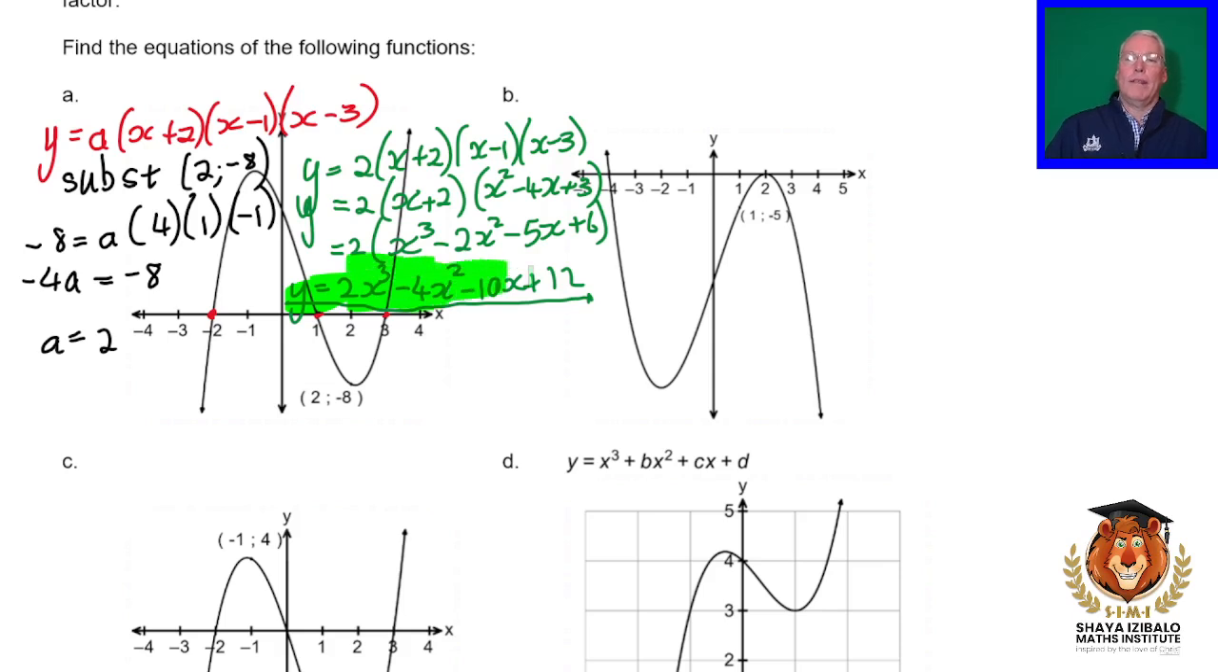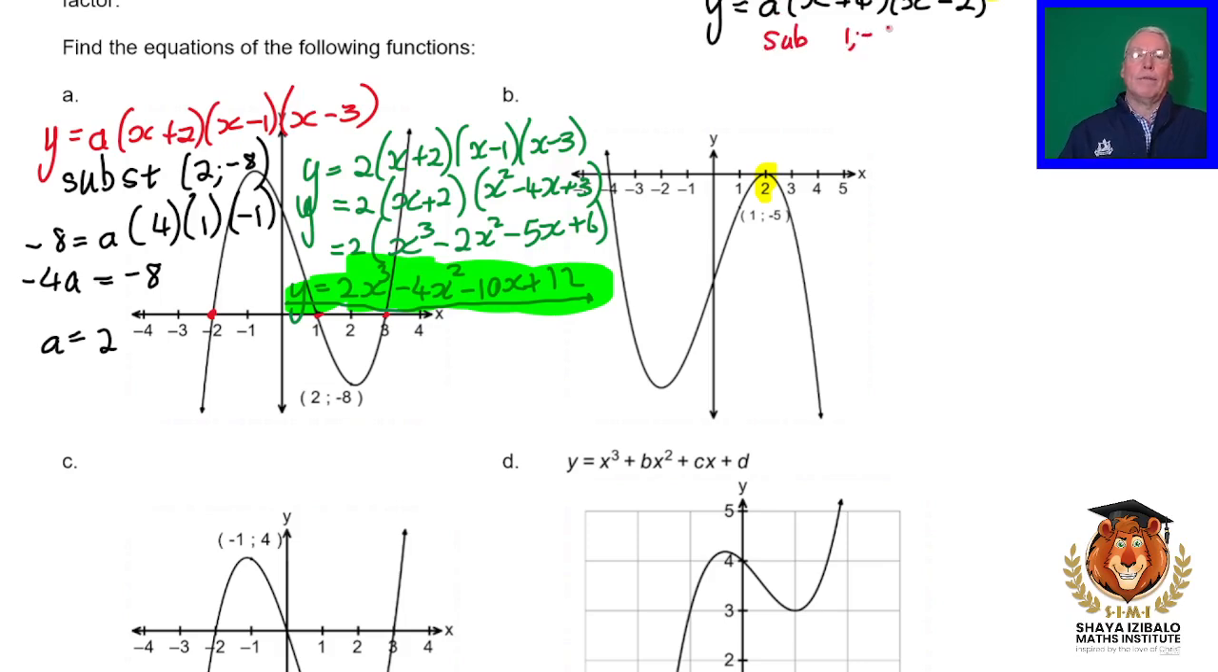Okay, now we're going to do one more together because this one has got the repeated root. Because it turns at 2, it's going to be of the form y equals a times x minus minus 4, which is x plus 4, and then it's going to have x minus 2 all squared. We just need to remember that the reason this is being squared is because it actually turns there. Now exactly as we did last time, we're going to sub in a point. So we're now going to sub in 1, negative 5.